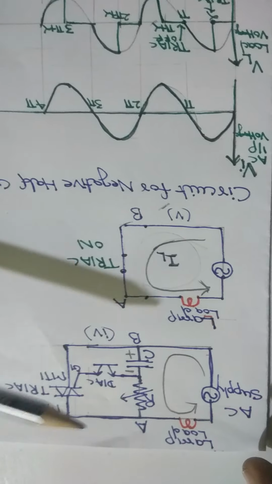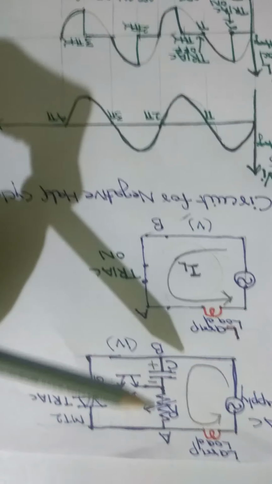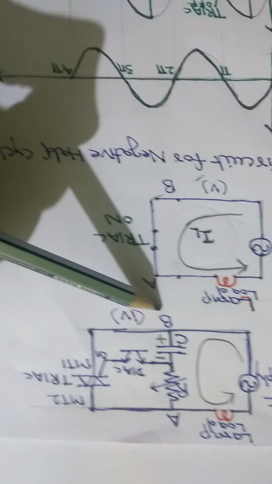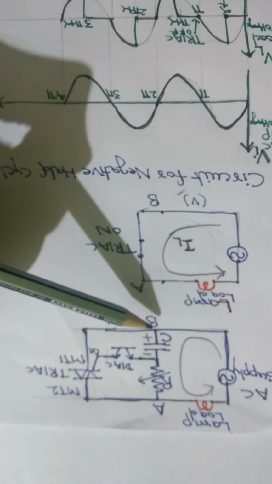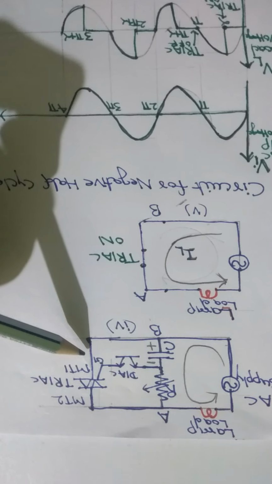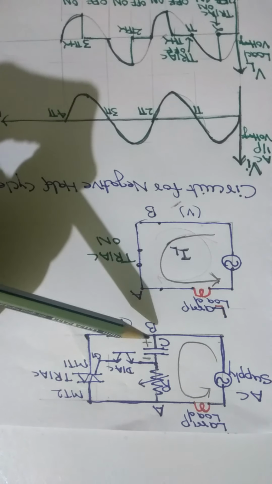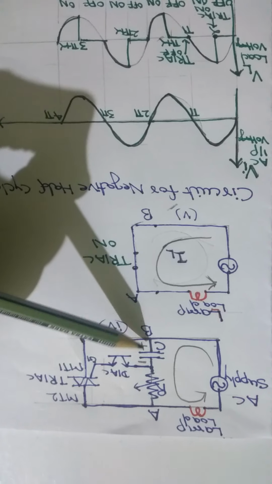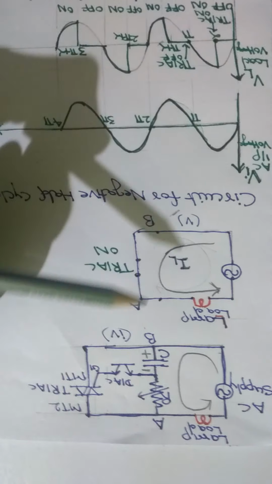Now we see the circuit operation for the negative half cycle. For the negative half cycle, terminal B is positive with respect to A, and current flows through the capacitor and the variable resistor R. The triac is also in the forward blocking mode here. Capacitor C starts charging with the upper plate positive and lower plate negative.